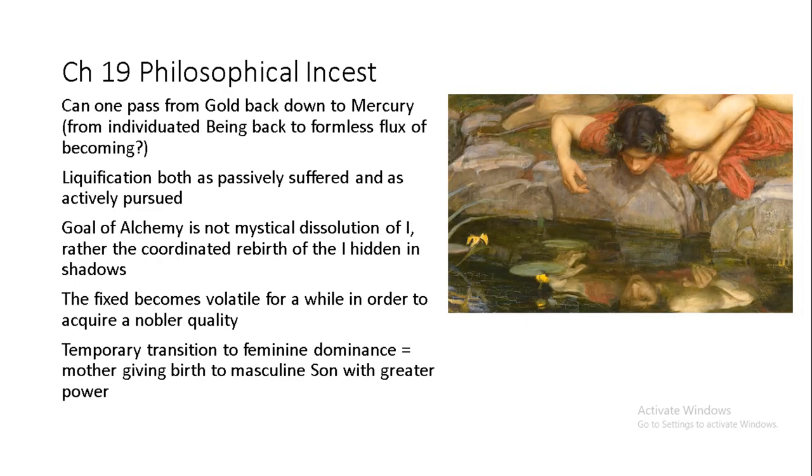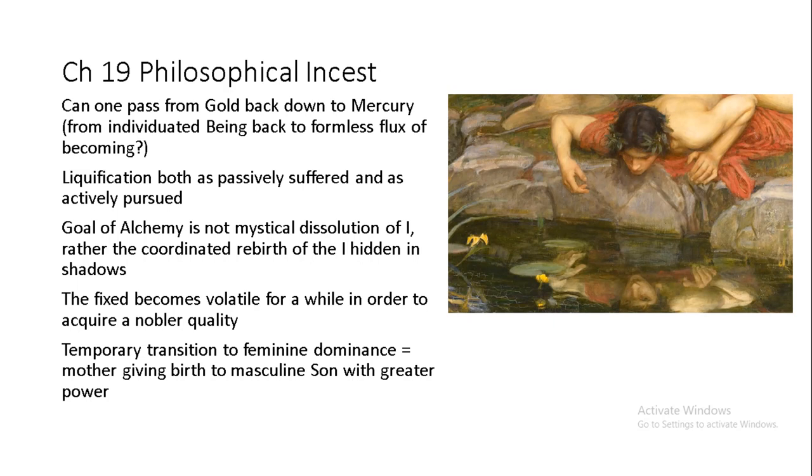Chapter 19, Philosophical Incest. Evola asks whether it is possible to pass from the gold back down to the mercury, or from the individuated being back to the formless, de-individuated flux of becoming. Evola notes that the alchemical tradition does indeed speak of such a liquefaction, both as something which one can suffer passively, and as something which one can perform or pursue actively. Given these criteria, Evola clarifies that the goal of alchemy is not a mystical dissolution of the I, so much as a coordinated rebirth of the I hidden in the shadows, to use his own phrase.